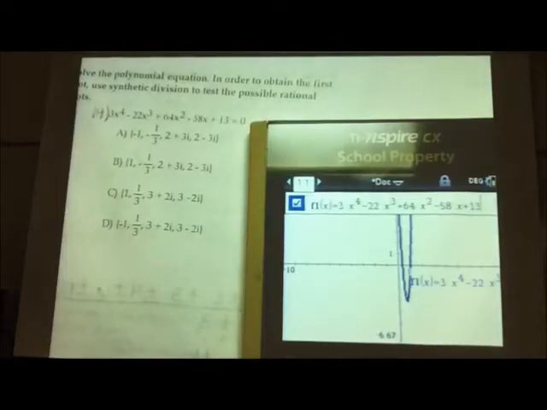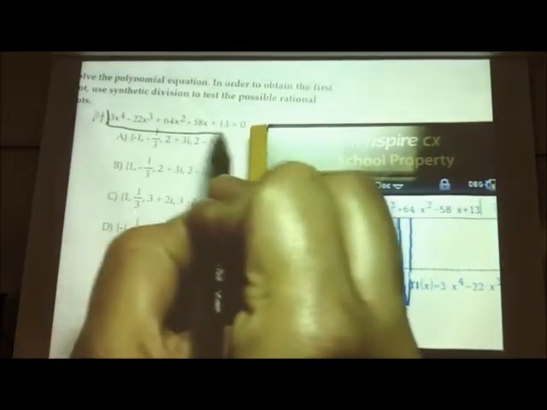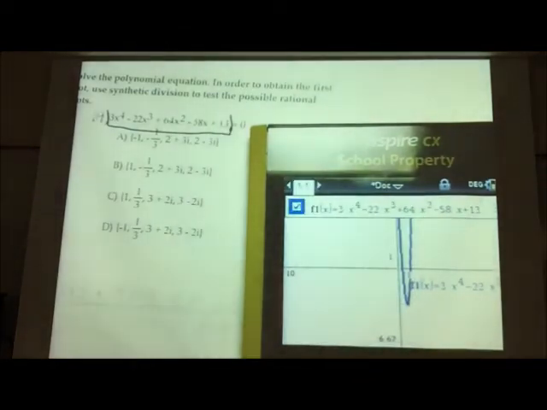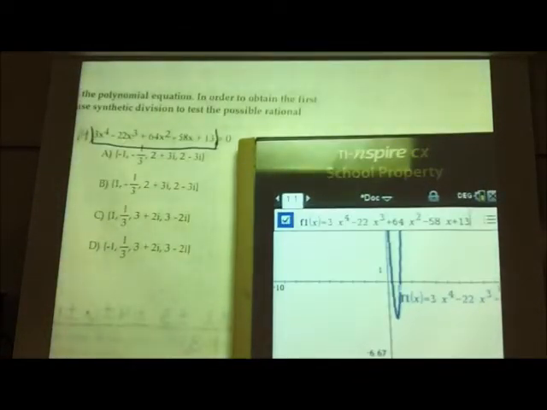For number 14, the easiest way for you to start this problem is graph the function that they give you. Do not put the equals to 0. You're just going to put the 3x to the 4th minus 22x cubed plus 64x squared minus 58x plus 13. Once you do that, you should be able to find the two zeros that you have that are real, whether they're whole numbers or fractions.